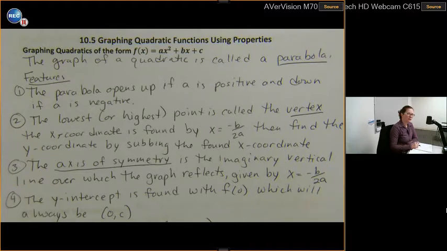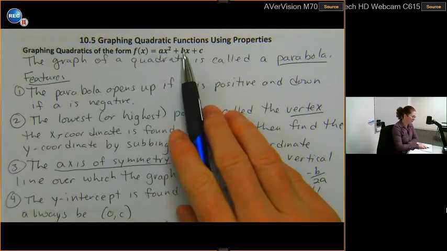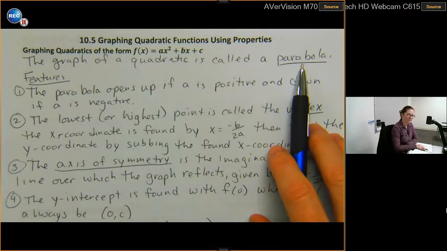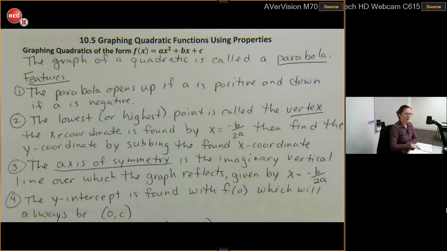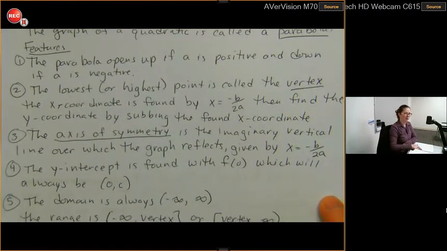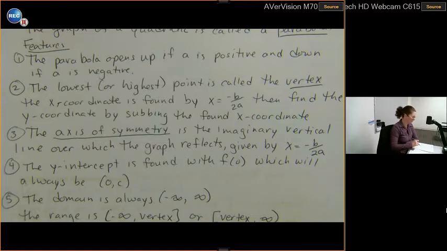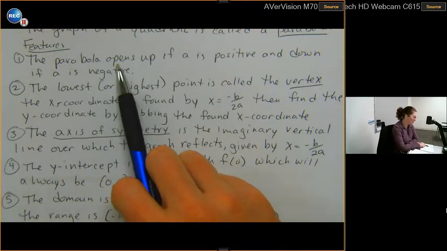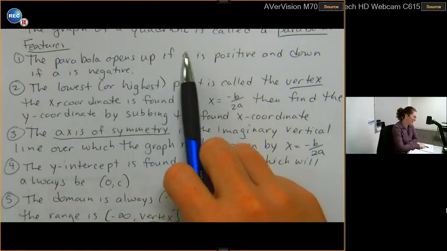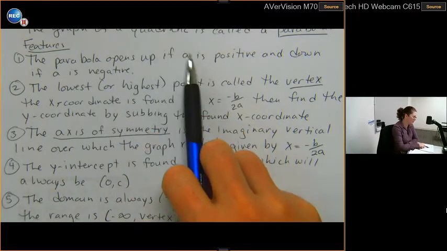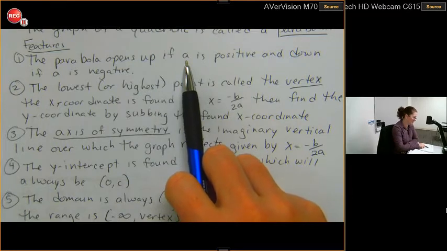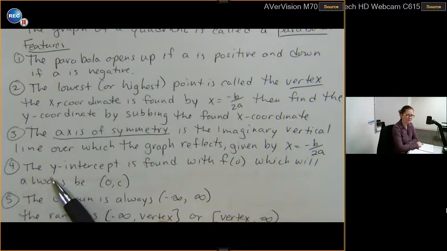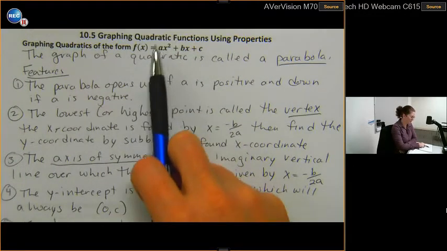Our quadratic functions have the form ax squared plus bx plus c. When we graph it, it's called a parabola. The features of a parabola, there are many, and they're all very important. The first is that the parabola opens up. A parabola is a U-shaped graph that opens up if the a, meaning the number in front of the x squared, is positive, and opens down, a downward facing U-shape, if the a is negative. So the a is that number in front of the x squared.